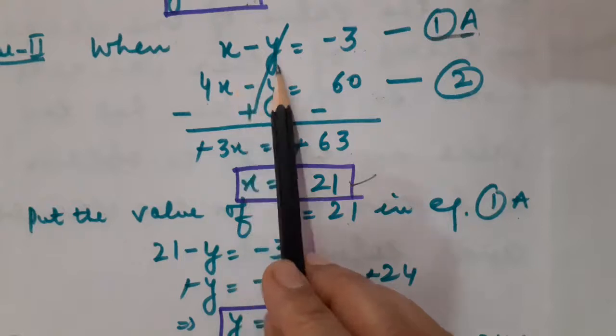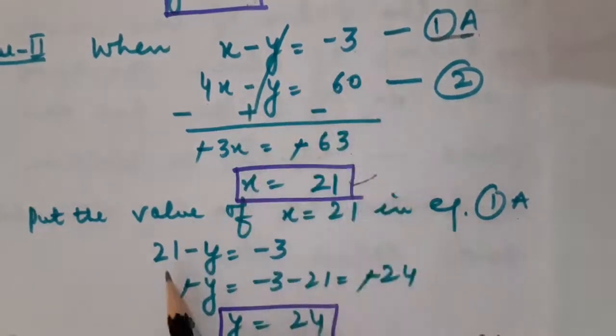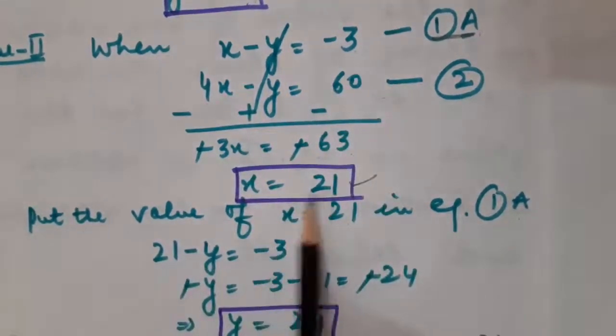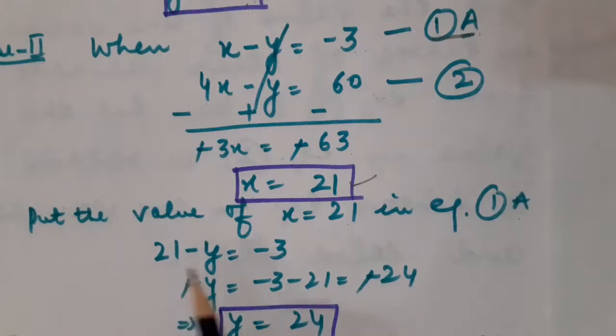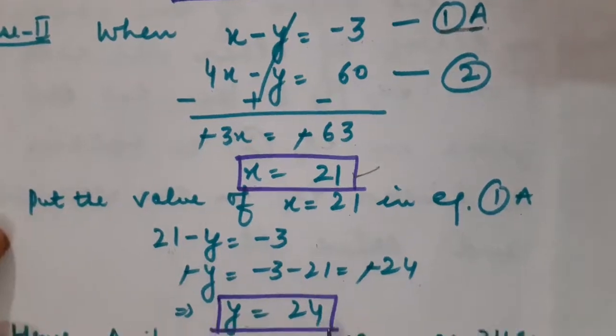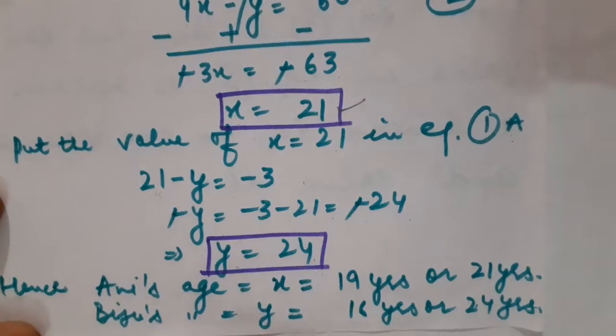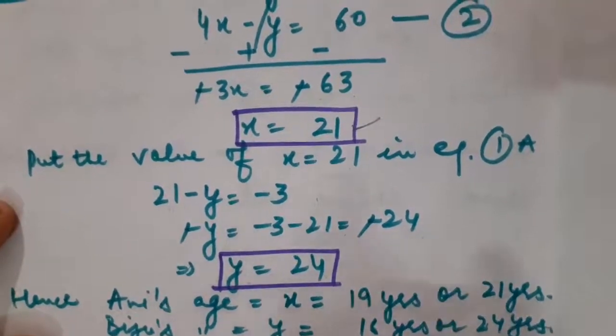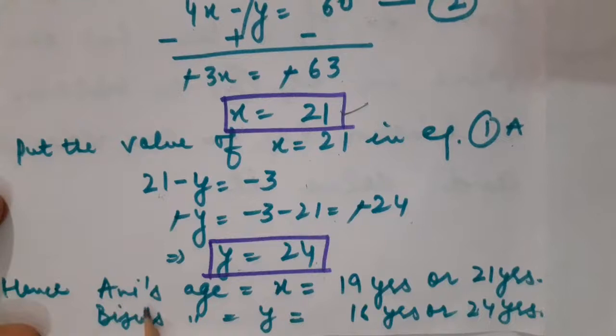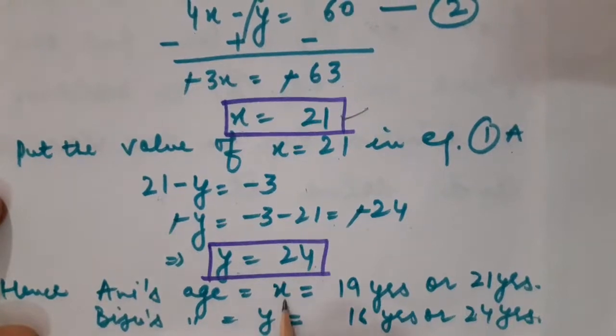This is 1a: x minus y is equal to minus 3. So 21 minus y, in place of x I have put here 21. 21 minus y is equal to minus 3. Minus y is equal to minus 3 minus 21, that is minus 24. So what is y? y is equal to 24. So hence, what are the new ages now children? Let us discuss both the ages. Annie's age in case 1. What was Annie's age?